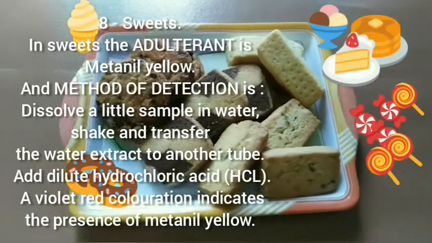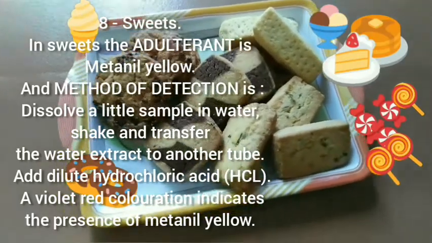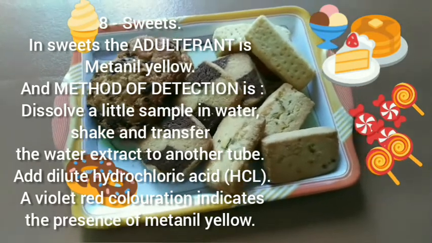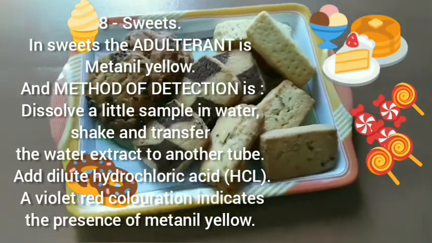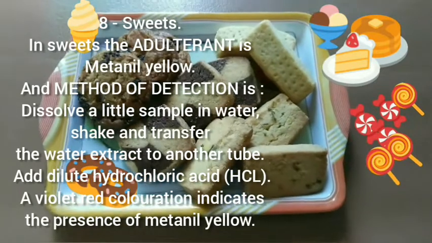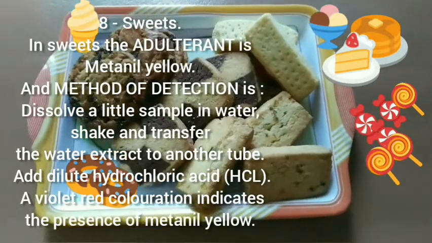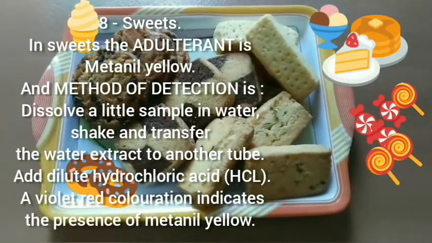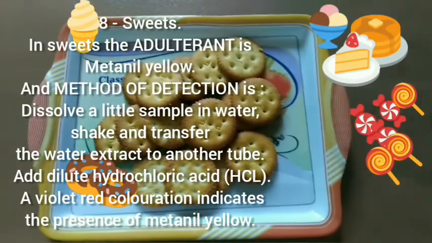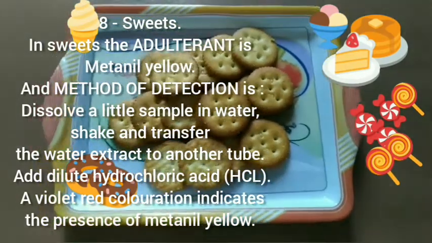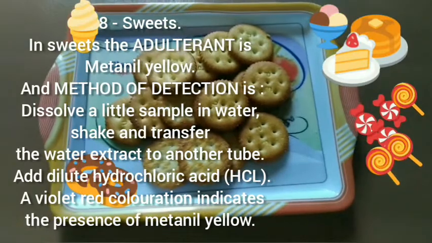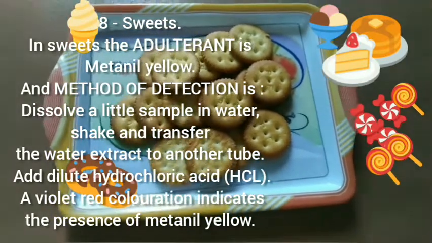8th. Sweets. In sweets the adulterant is metanil yellow, and the method of detection is: dissolve a little sample in water, shake and transfer the water extract to another tube. Add dilute hydrochloric acid, HCl. A violet-red coloration indicates the presence of metanil yellow.